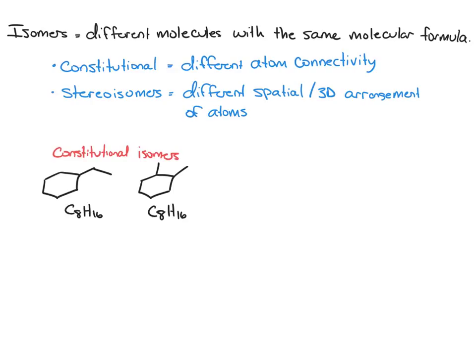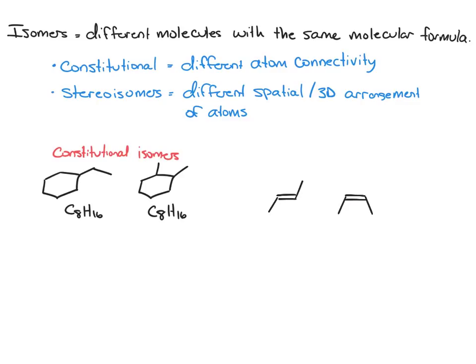Now our second definition is stereoisomers. Stereoisomers have the same connectivity of atoms, but different spatial or 3D arrangements. One case where you have stereoisomers is with double bonds. Remember, double bonds lock these groups into place, so there's no free rotation.